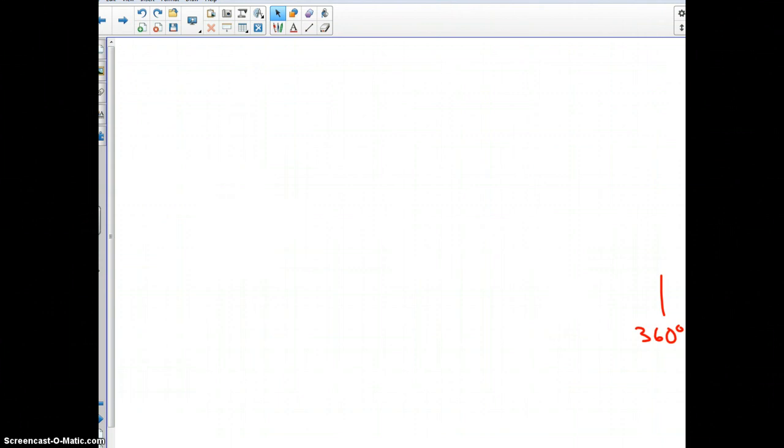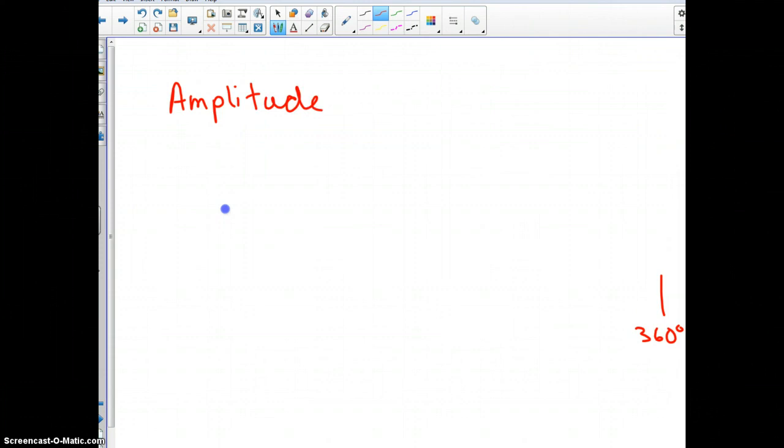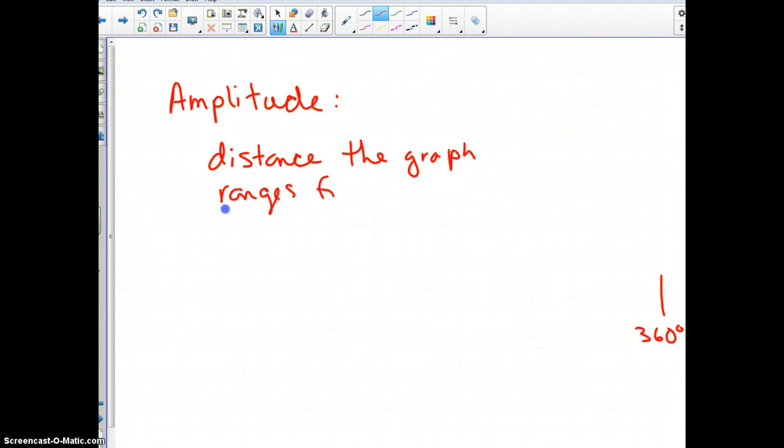All right, so let's talk about the amplitude. Now, I'm not giving you a real scientific definition here, but the way I think of it, or way to explain it, is the distance the graph ranges from the center.